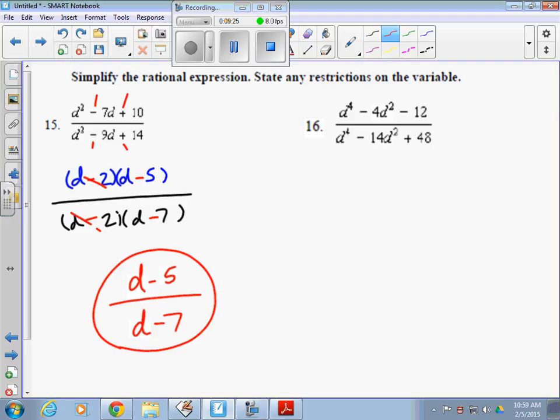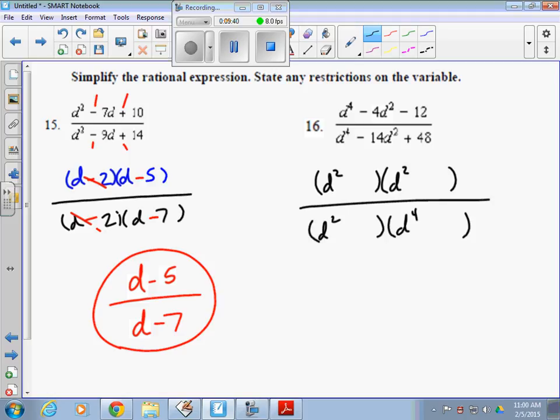D to the 4th minus 4d squared minus 12. Unlike the last one, this one's going to be separated. Instead of d times d, it'll be d squared times d squared, and it'll be the same on the bottom because it's d to the 4th power. So then just do your factors of 12. 1 and 12, 2 and 6, 3 and 4. The only ones that get you to the number 4 are 2 and 6. Different signs, bigger one's negative. Negative 6 plus 2.